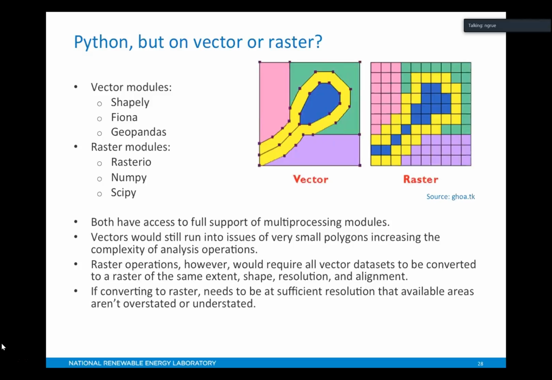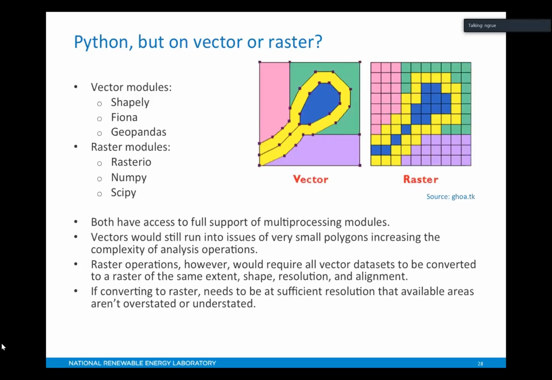If we were to do things in vector, we would still run into the issues of the small polygons. We're still doing the same analysis, just with different tools. And we just knew that running this analysis on all of these small polygons would cause an issue. And so we decided just to pursue raster right off the bat. I like this image here of the vector and the raster because this is actually what we wanted to avoid. If we were to use raster, we have to convert the vector data sets to raster, but we don't want to do anything like you can see in the raster image where you're overstating the presence of certain features.